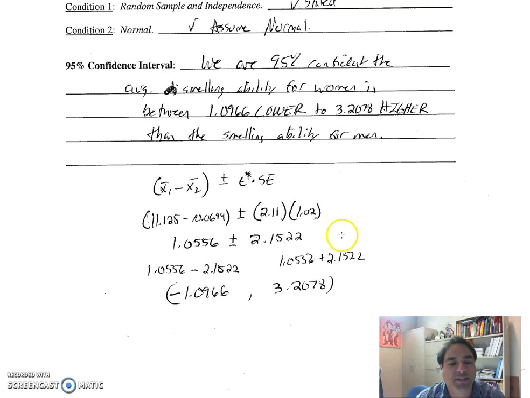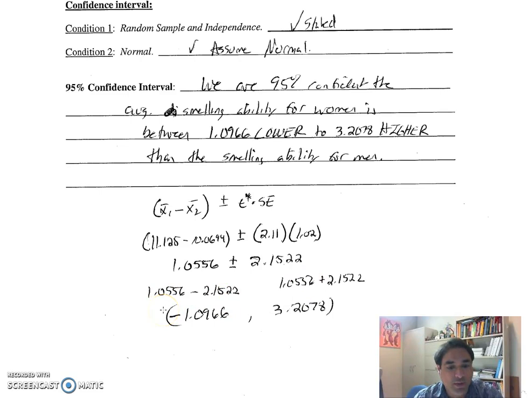So when we do our confidence interval, it's x bar 1, 11.125, minus x bar 2, 10.0694, plus or minus our t star, we're using 2.11, again it's just an estimate, times our SE, 1.02, which gives us a negative 1.0966 and a positive 3.2078. When I explain, negative means lower, positive means higher. So we are 95% confident the average smelling ability for women is 1.0966 lower to 3.2078 higher than the smelling ability of men. Basically, women could be lower or higher.